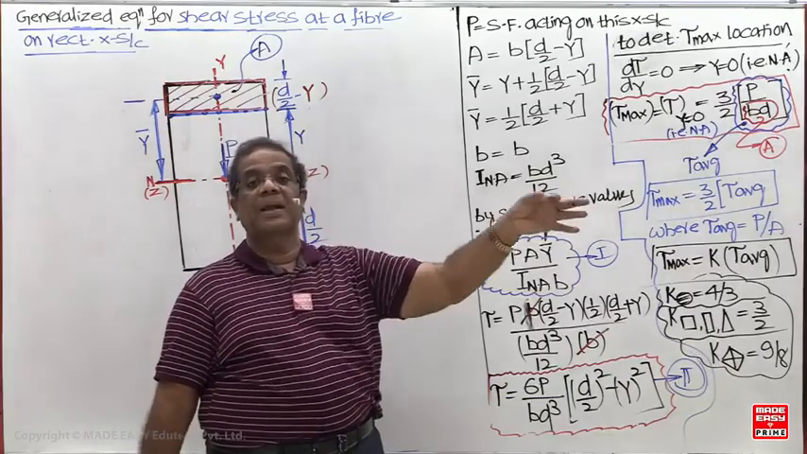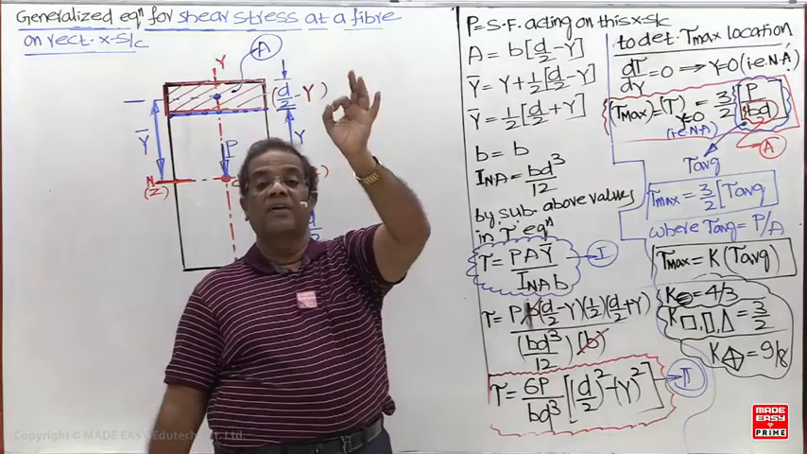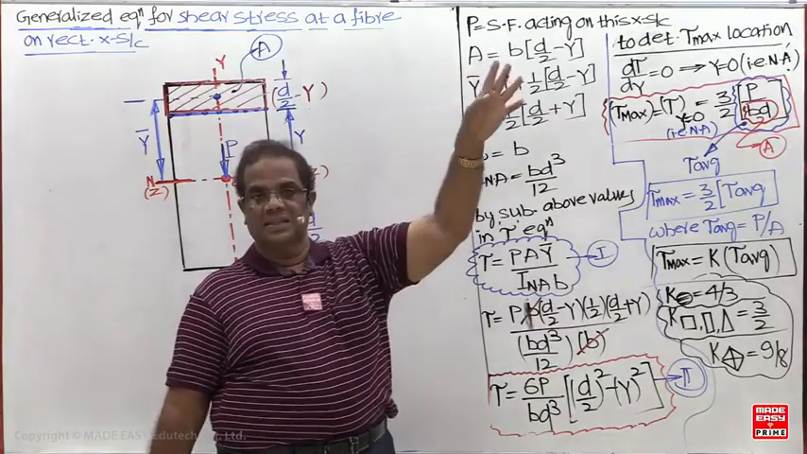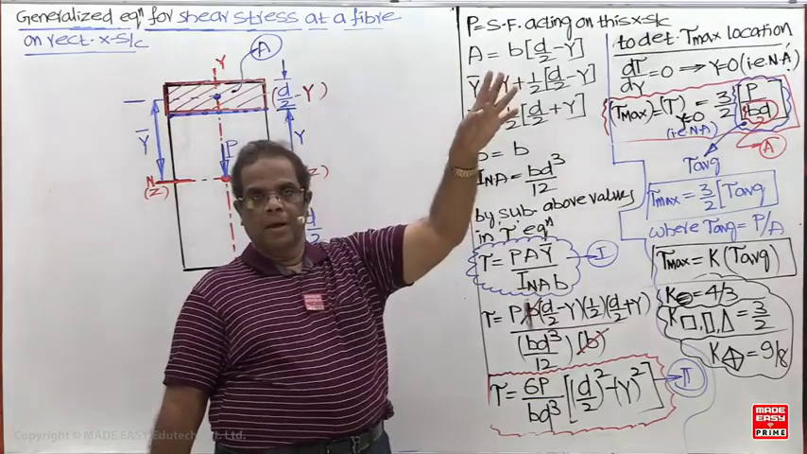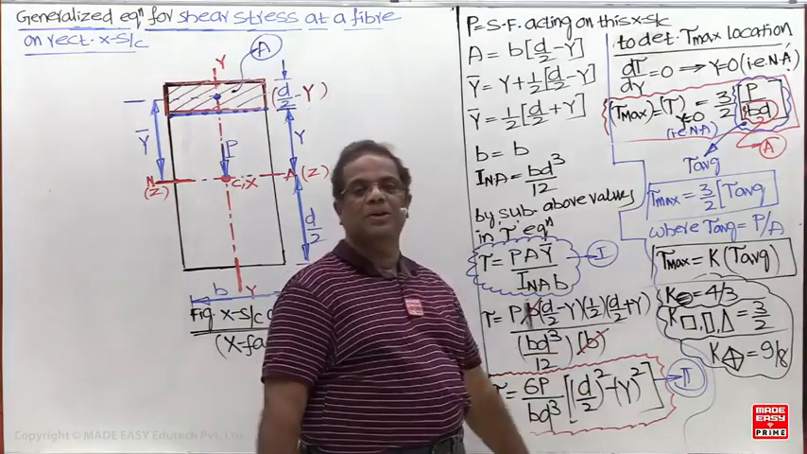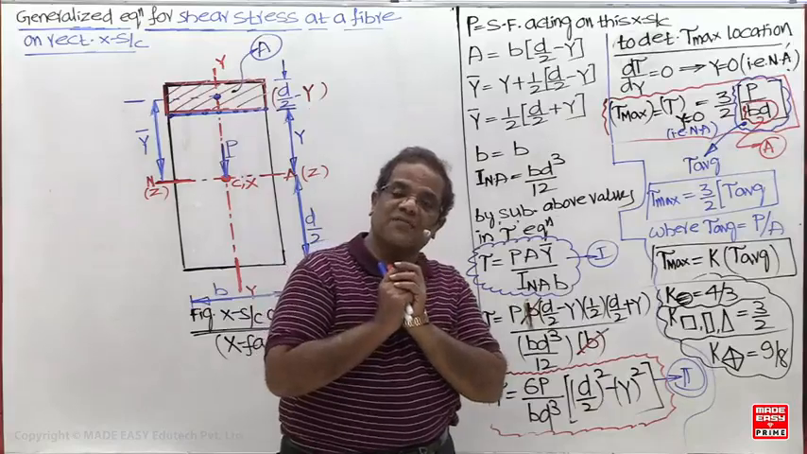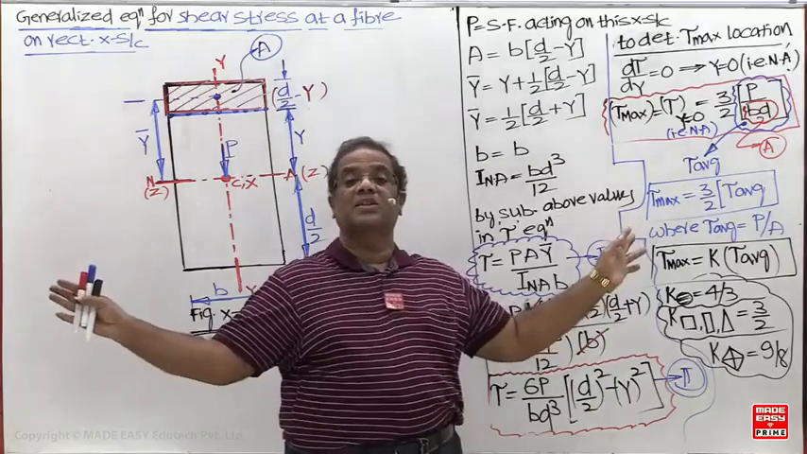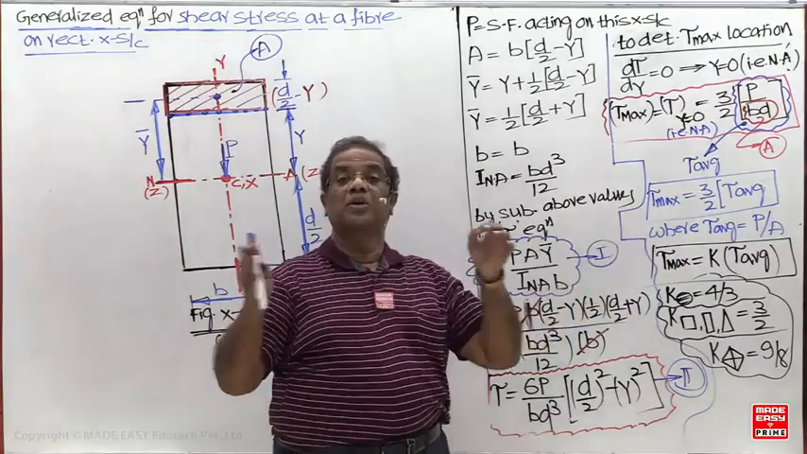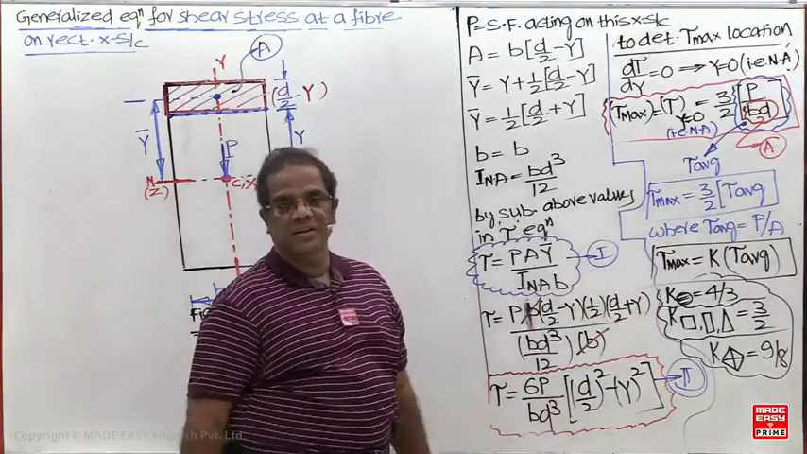Is it simple bending or pure bending? If it is simple bending or pure bending, at the extreme fiber only bending stress is there. Shear stress is 0. At the extreme fiber, what is the y value? It is d by 2. So at the extreme fiber there is only bending stress, and that bending stress is going to be maximum. So a uniaxial state of stress is there.